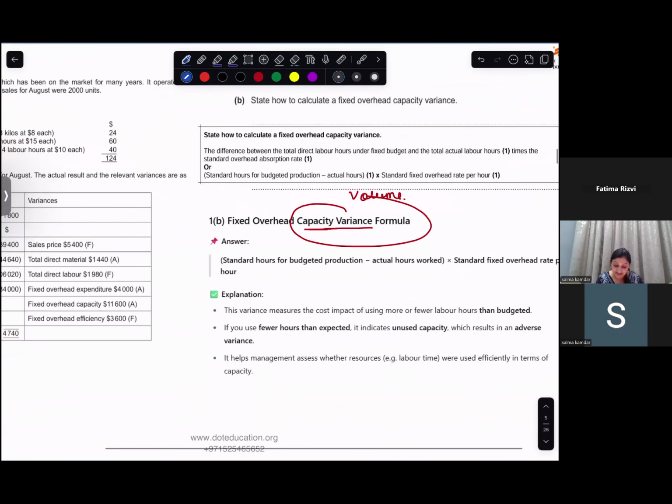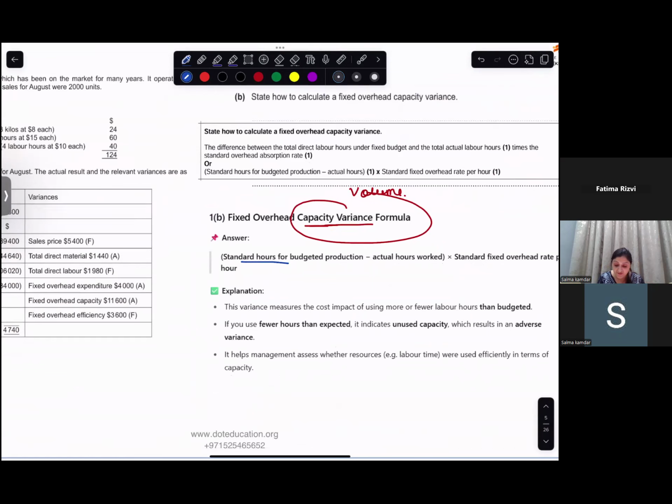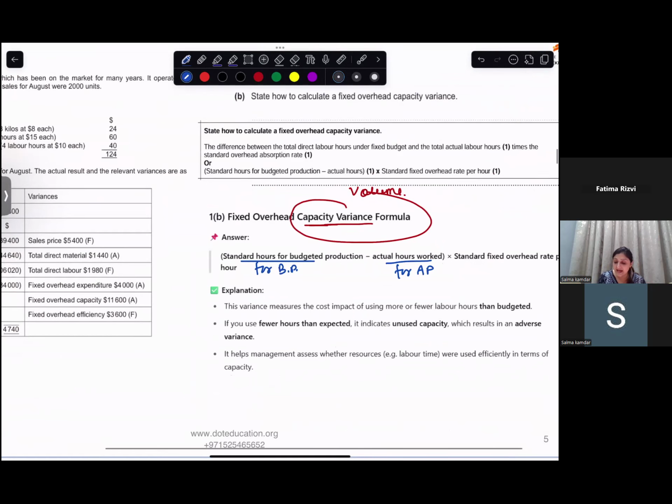So in the capacity variance, you do standard hours for budgeted production minus the actual hours for actual production into the standard OAR. Which OAR? The standard overhead absorption rate. Please write it, I'll wait for you.